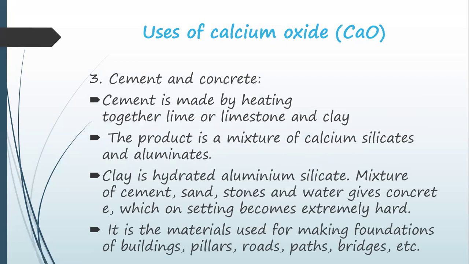Now, the third one is that calcium oxide is used in the making of cement and concrete. Cement is made by heating together lime, limestone, and clay. The product is a mixture of calcium silicates and aluminates. The clay is hydrated aluminum silicate. The mixture of cement, sand, stones, and water gives the concrete, which on setting becomes extremely hard.